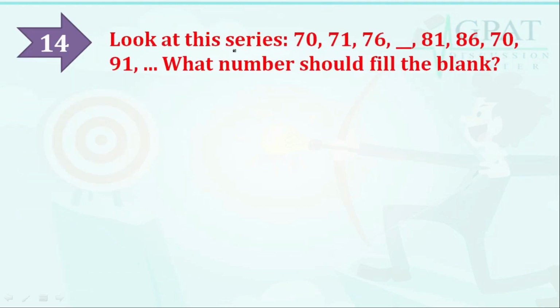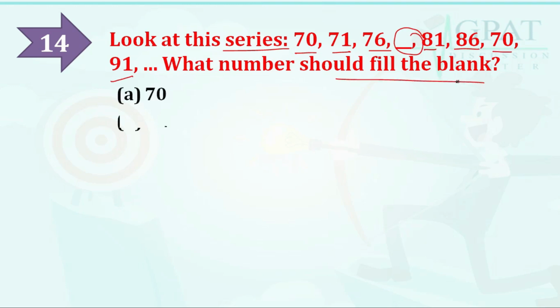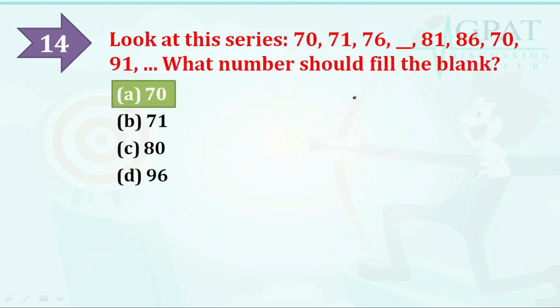Now we have to solve this: look at this series: 70, 71, 76, missing one, 81, 86, 70 and 91. What number should fill the blank? Options are: option A 70, option B 71, option C 80, option D 86. Students, observe the gaps: it is a gap of 1, a gap of 5, and again a gap of 5, and after that a gap of 4. So according to this, the correct answer is 70.